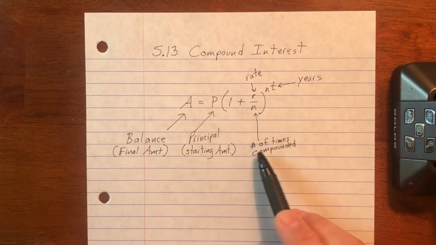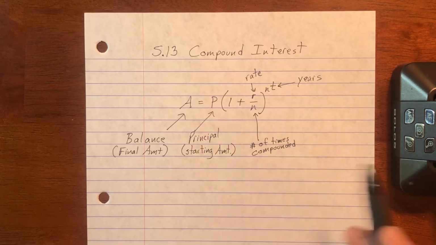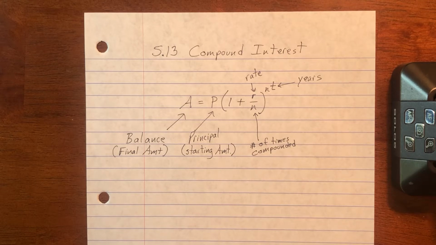And N is the number of times that the interest is compounded. Sometimes this is called compounding units. For instance, if it says it's compounded annually, that means it's 1. If it says compounded quarterly, that means 4. If it says compounded monthly, that means 12. It's the number of times that the interest is compounded per year.